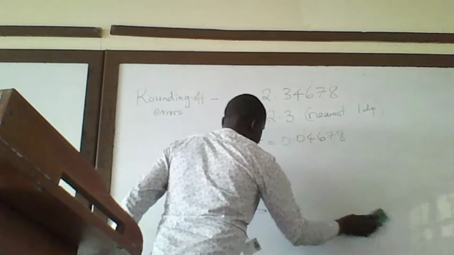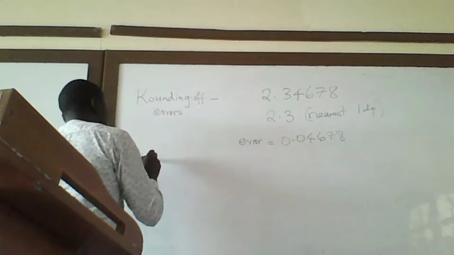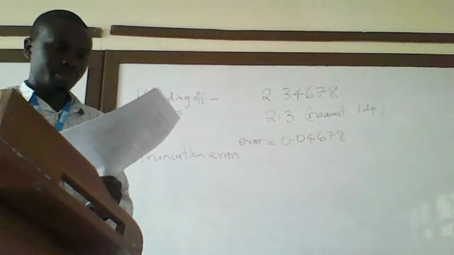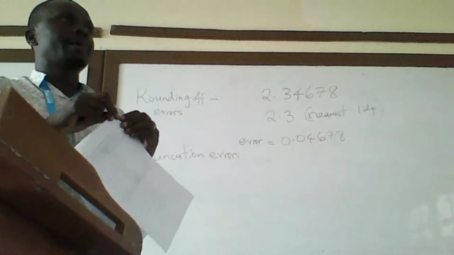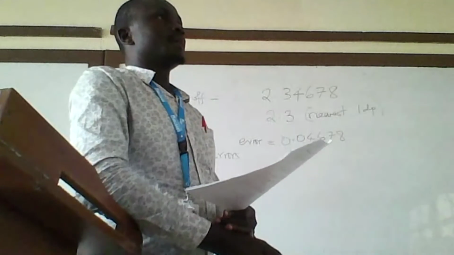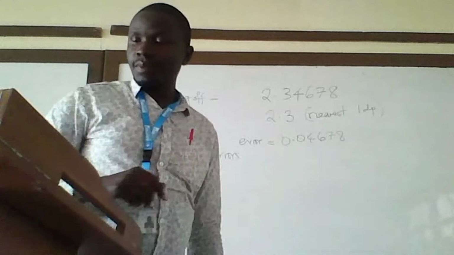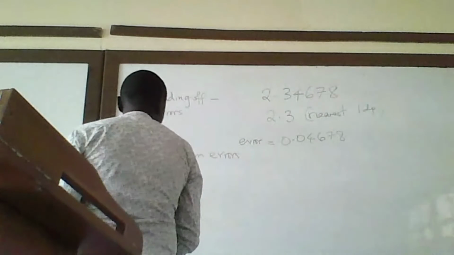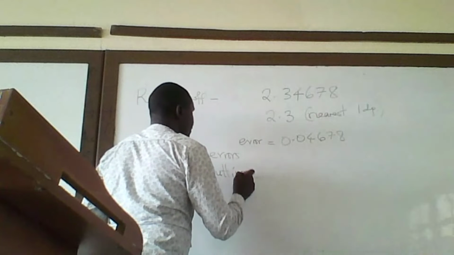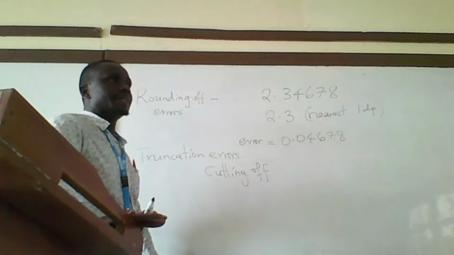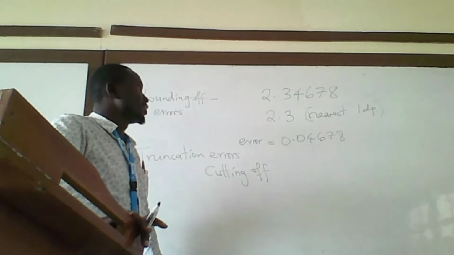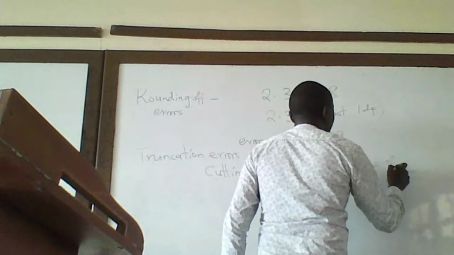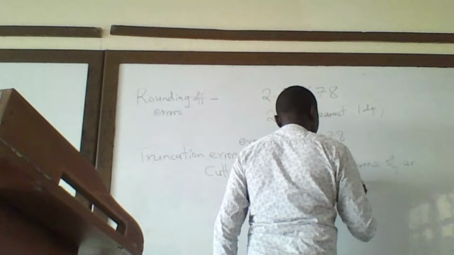Then lastly, what we call truncation errors. Truncation errors are errors which result from cutting off some digits or some terms of an infinite series.